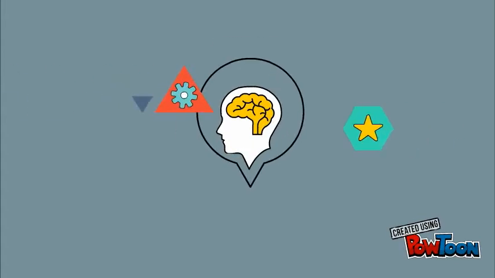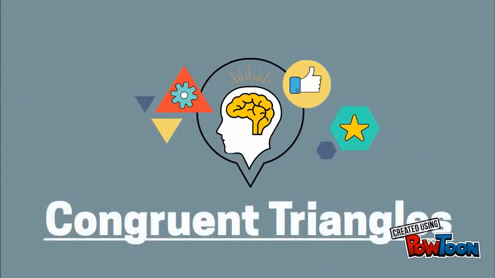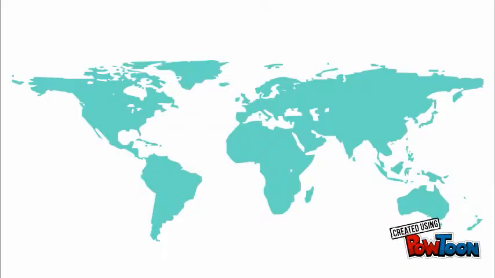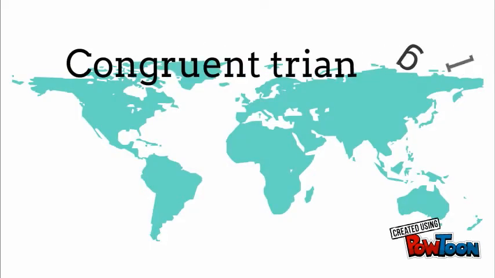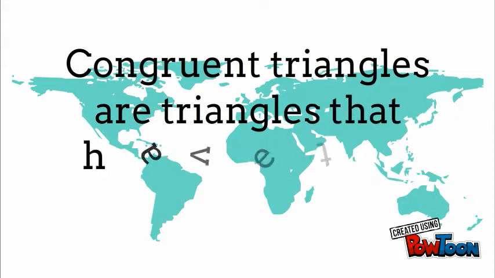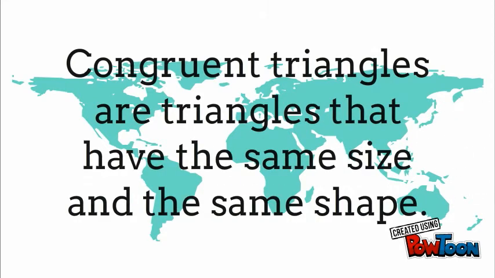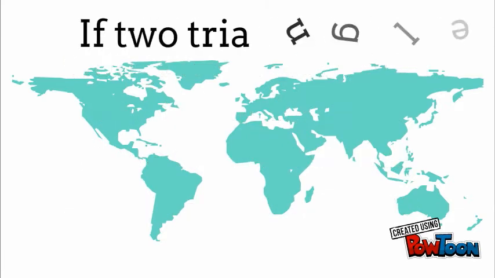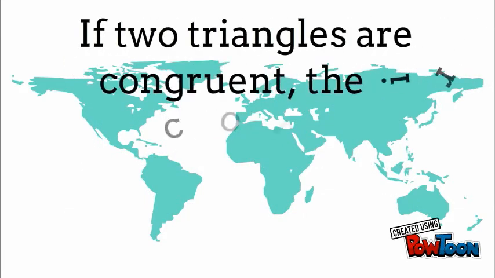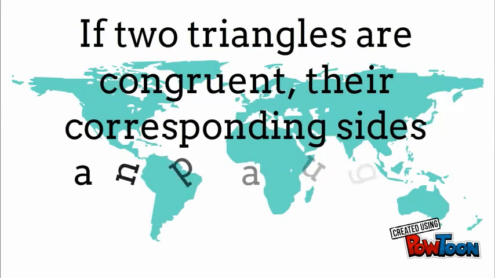Today, we will learn about congruent triangles. Congruent triangles are triangles that have the same size and the same shape. If two triangles are congruent, their corresponding sides and angles must be congruent.